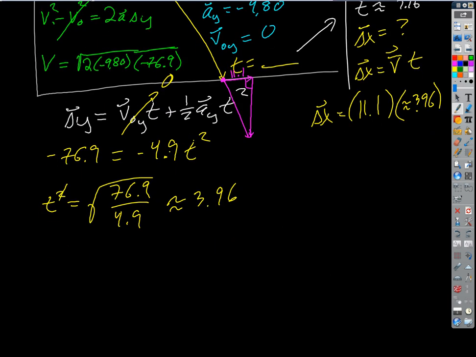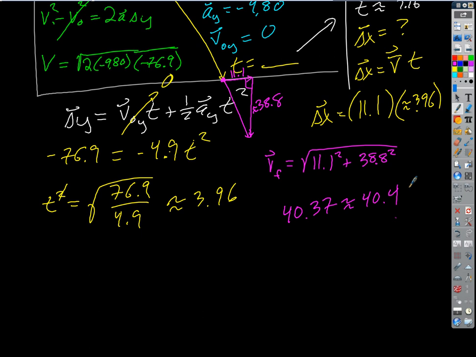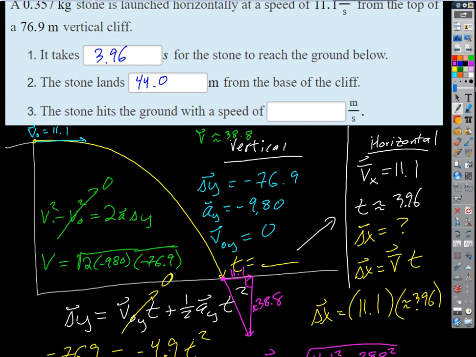So then if this is roughly 38.8, in our calculator, we're just going to take the hypotenuse of this. So V final is going to equal the square root of 11.1 squared plus whatever that calculator number is, squared. So about 38.8 squared. If we use that unrounded number, what do we get for our final velocity? 40.37. So 40.4 meters per second goes there.